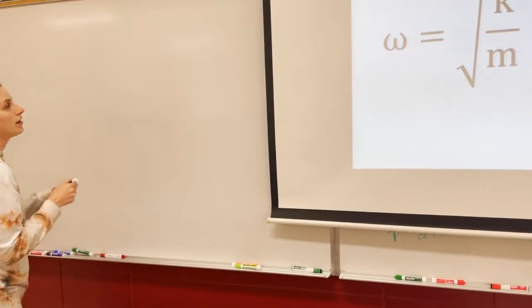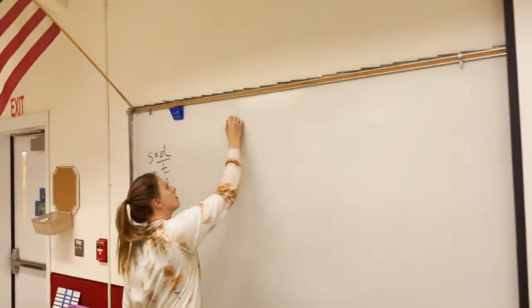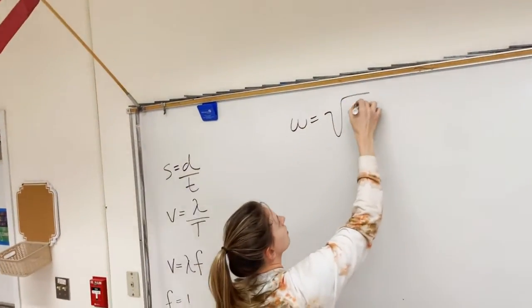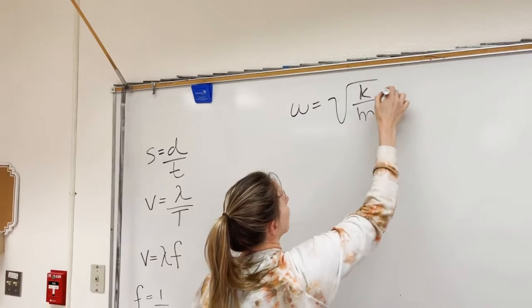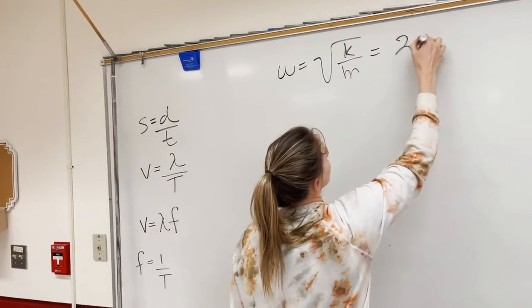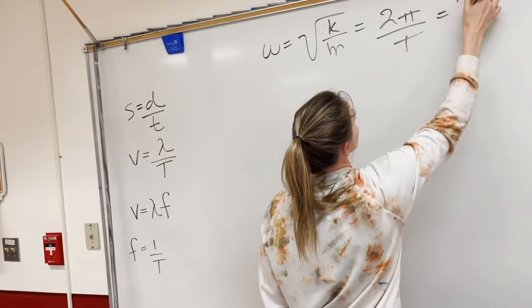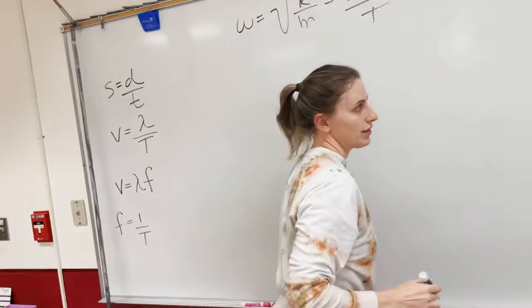Okay, so I've got angular frequency is equal to the square root of k over m, which equals 2 pi over T, which equals 2 pi f.